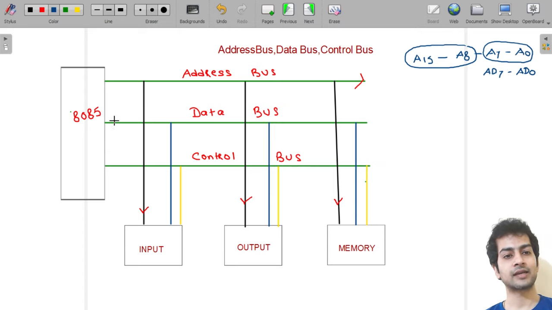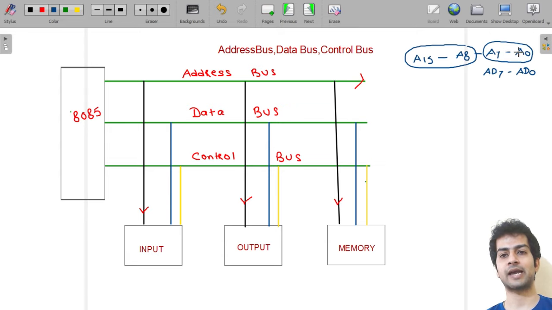Then again, in the second instant, this data bus will change its role. And now it will bring data from input devices, from output devices, from memory to the microprocessor. So the data bus is doing multitasking. I will not say data bus. I will say that this lower order address bus is doing multitasking.